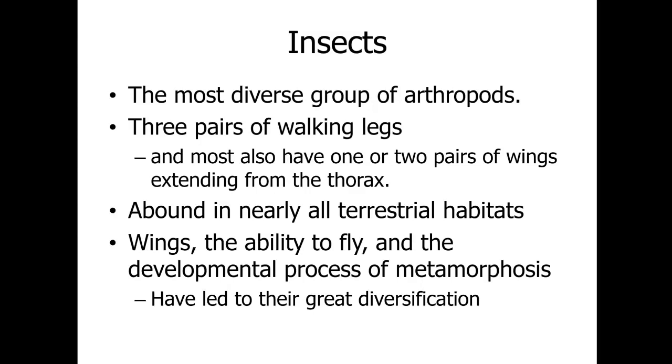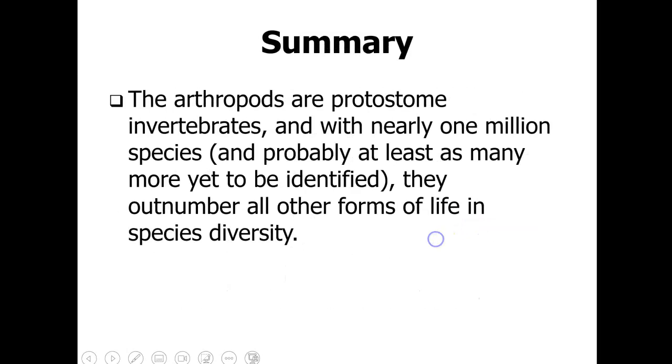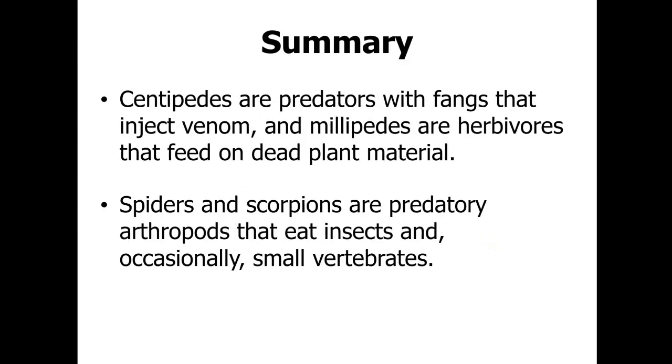With the ones that have wings, they have the ability to fly, and they became actually part of a developmental process of metamorphosis and have led to their great diversification. So in summary, the arthropods are going to be protostome invertebrates with nearly 1 million species. Probably at least as many, if not more, have yet to be identified. We have not found them yet. They actually outnumber all other forms of life in species diversity.